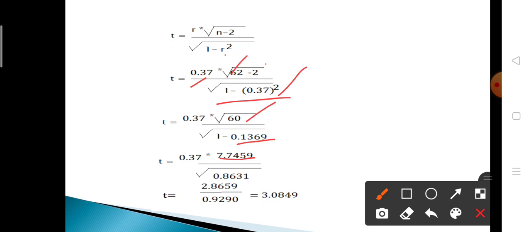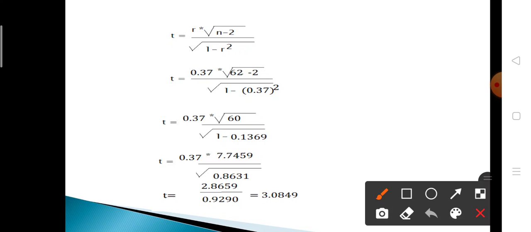So 1 minus 0.1369 is 0.8631. Now 0.37 into 7.7459 is 2.8659, and the square root of 0.8631 is 0.9290. Then 2.8659 divided by 0.9290 is 3.0849. So this is the test statistic value.